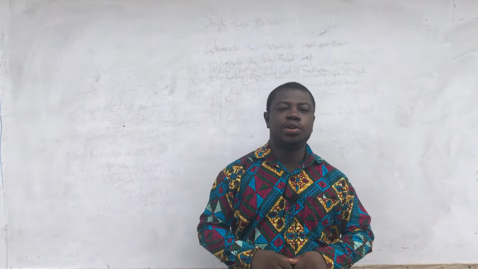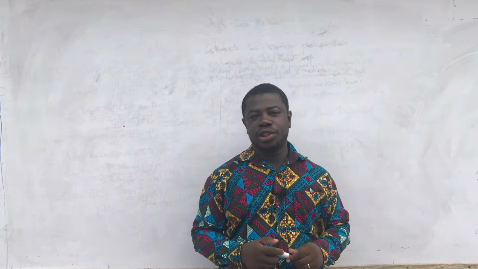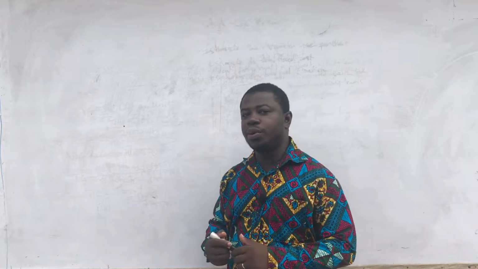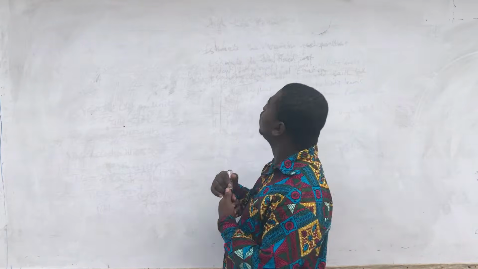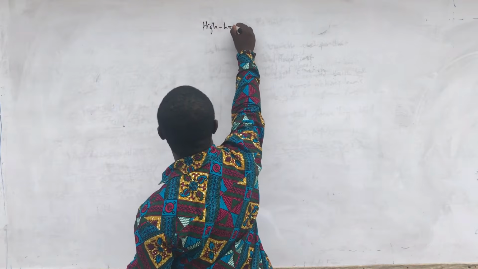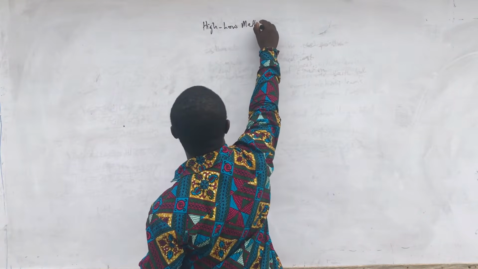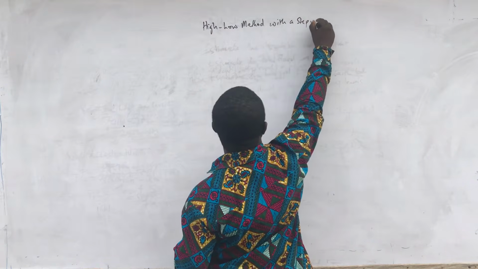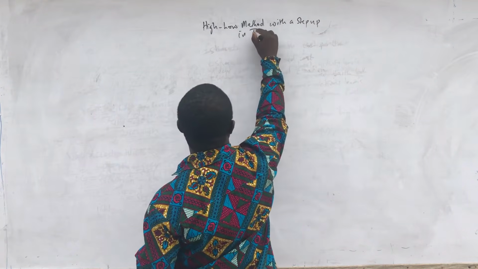Today we are going to continue our series on cost segregation, and we are going to look at the high-low method with a step up in fixed cost. So we'll say high-low method with a step up in fixed cost.